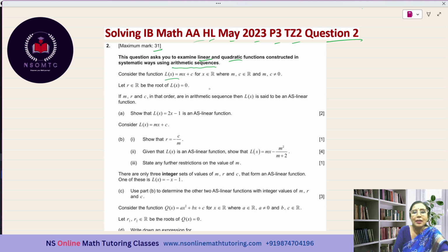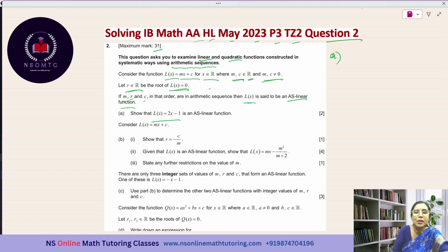Consider the function L of x equal to mx plus c, a linear function, for x belonging to the set of real numbers, where m and c are also real numbers and m and c are not equal to 0. Let r belong to the set of real numbers be the root of L of x equal to 0. If m, r and c, in that order, are in arithmetic sequence, then L of x is said to be an AS linear function. Subpart A's question is, show that L of x equal to 2x minus 1 is an AS linear function. So straight away, let me start my answer of subpart A over here.